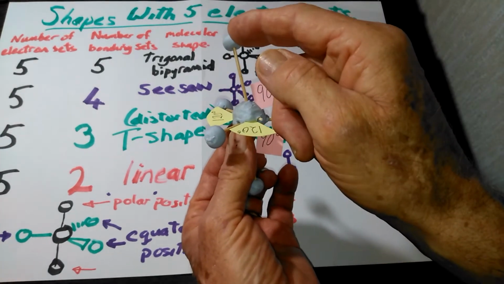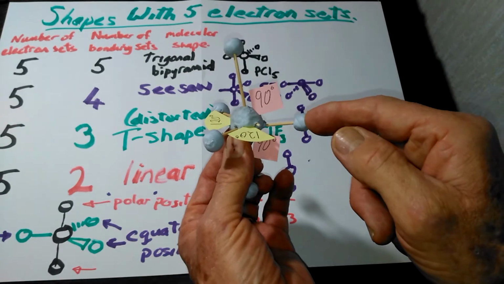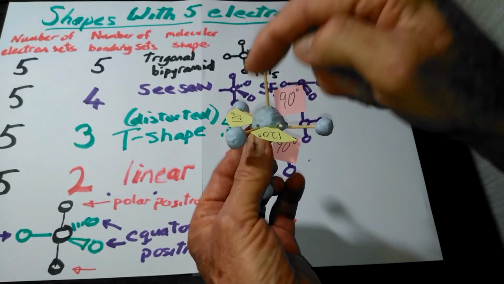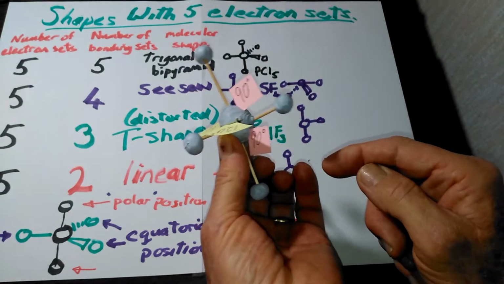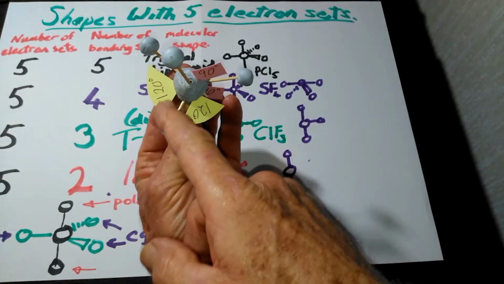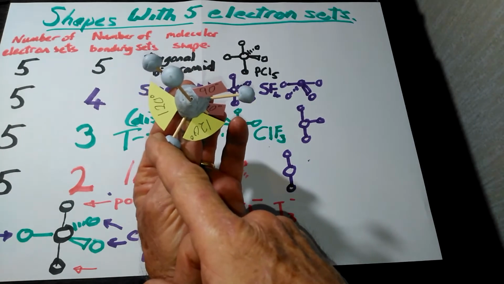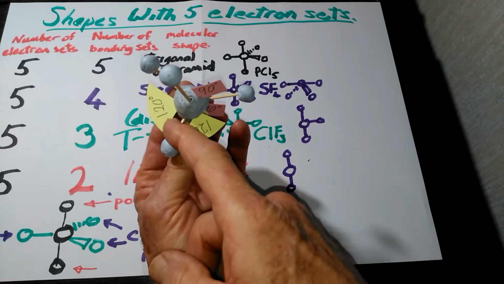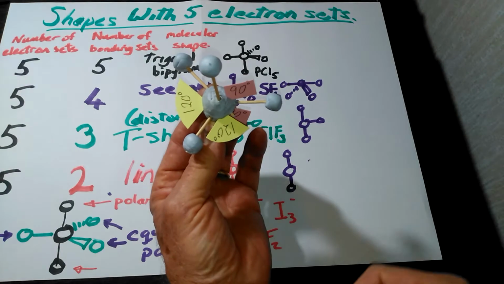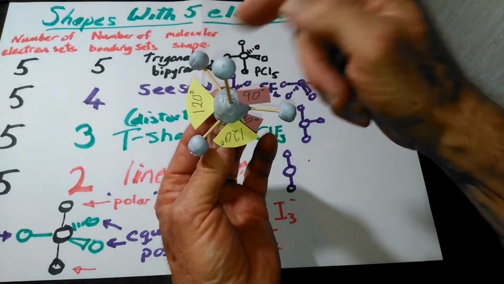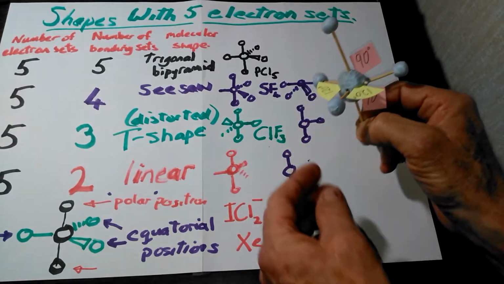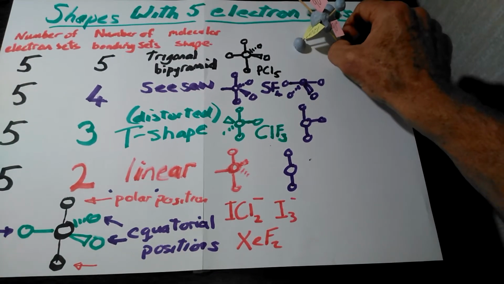The angle between a polar and an equatorial atom or bonds is 90 degrees, and you get 1, 2, 3 of those angles up here and the same number down the bottom. The angle between any 2 of the equatorial atoms or bonds is 120 degrees. We have 3 bonds poking out in that circle, making a 120 degree bond angle between any 2 of the equatorial ones. Okay, so that shape is the trigonal bipyramid.